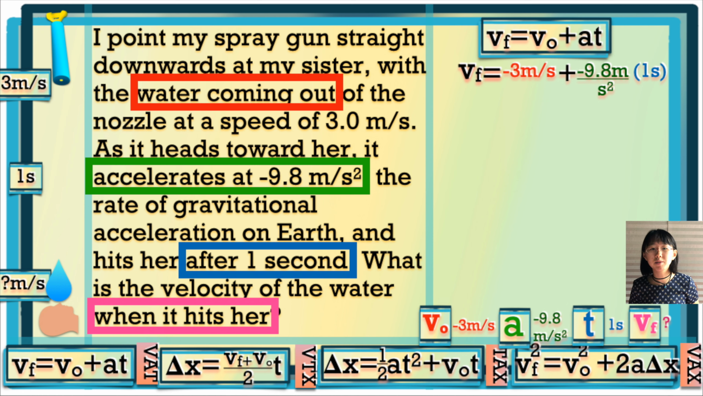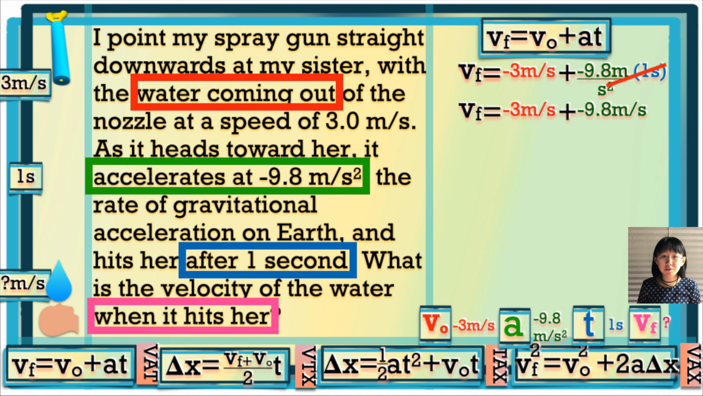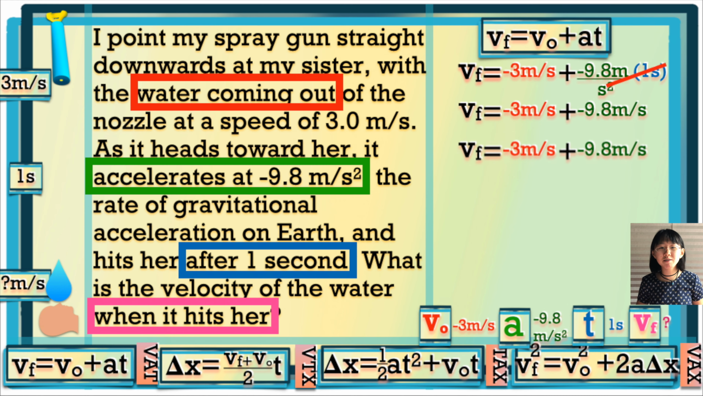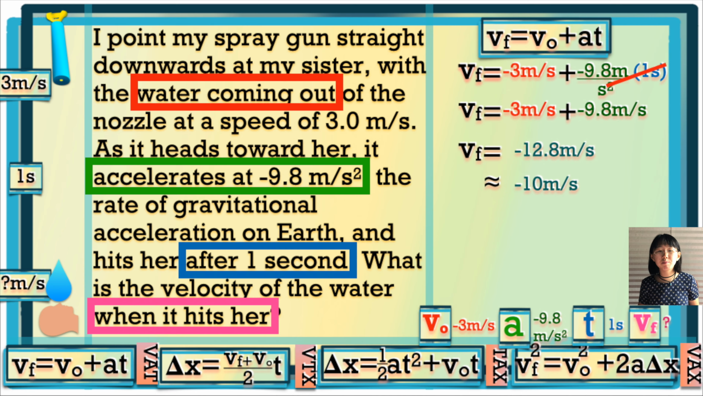Negative 9.8 meters per second squared times 1 second. The 1 second cancels out so that we have negative 9.8 meters per second plus negative 3 meters per second, which gives us negative 12.8 meters per second, which is our final velocity and our final answer. If we were rounding to significant figures, 1 second only had 1 sig fig, so we'd have to round our entire answer to 1 sig fig, which would leave us with negative 10 meters per second.